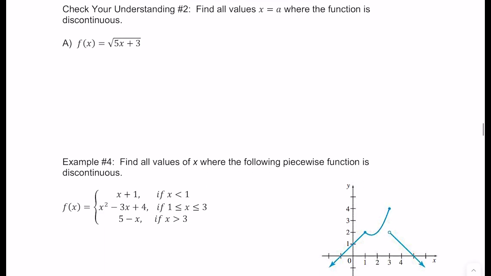Okay, you can pause the video and try the next problem. And then unpause when you're ready to try example 4.